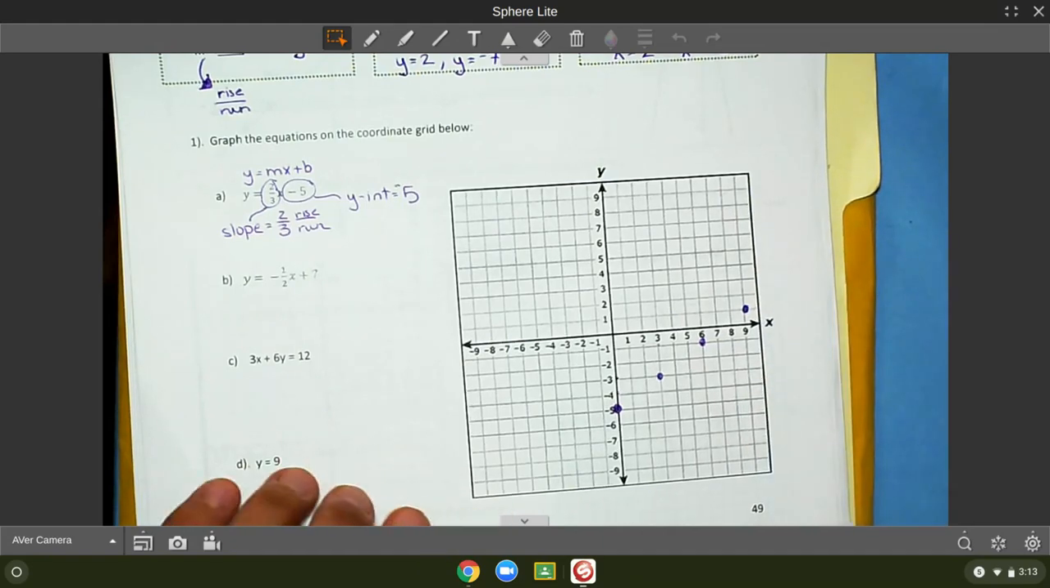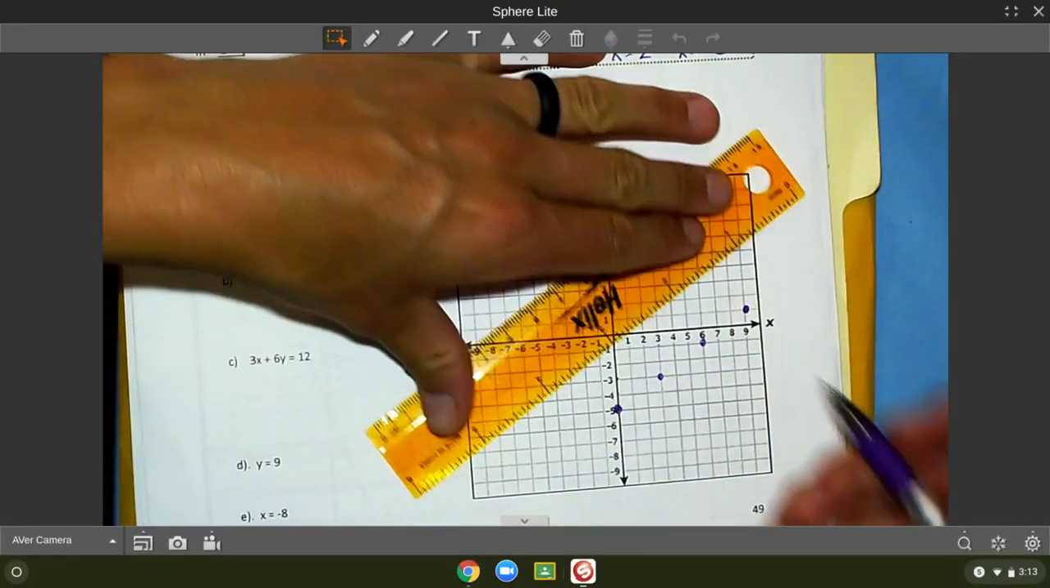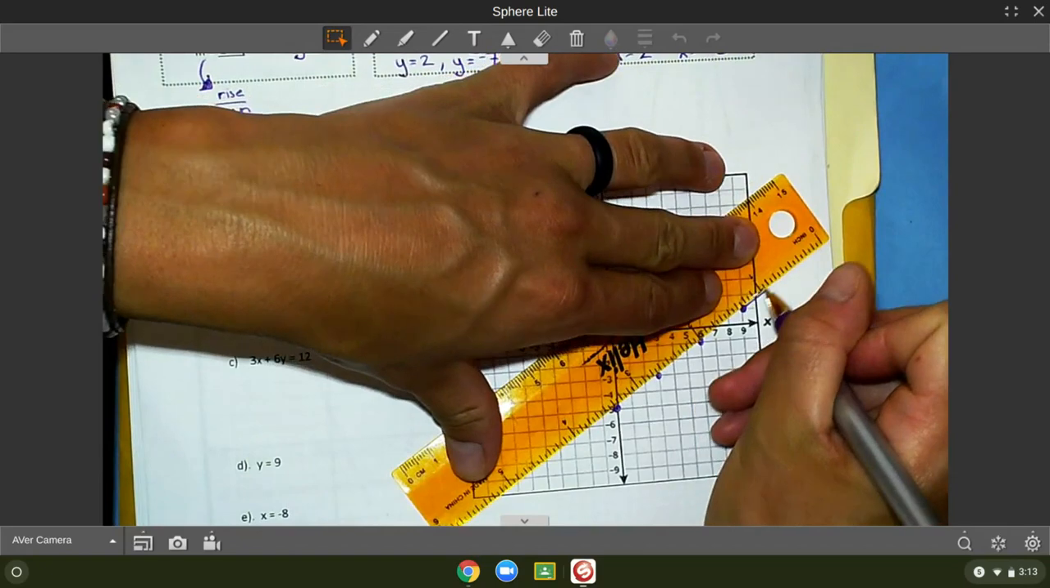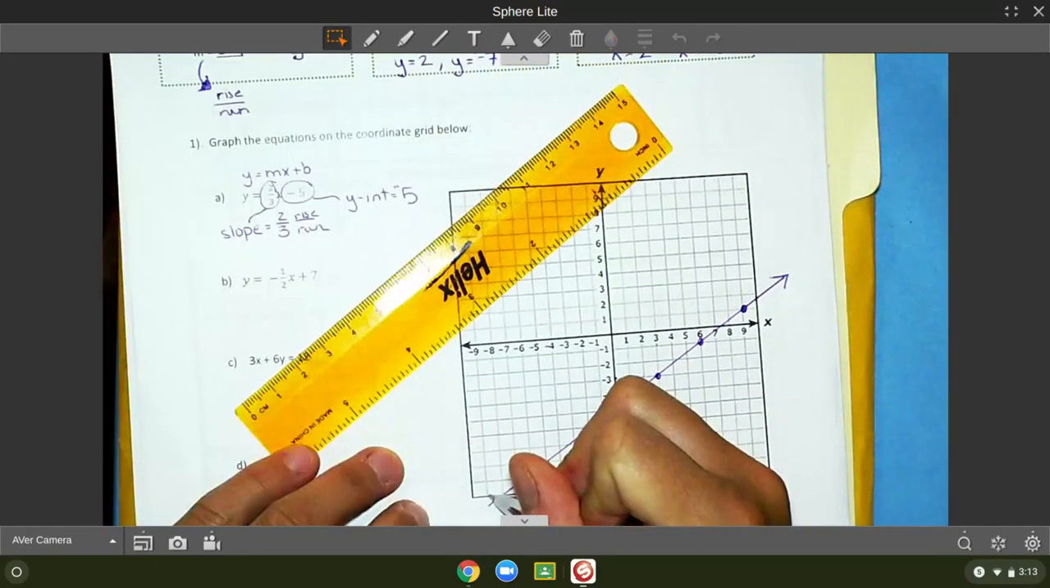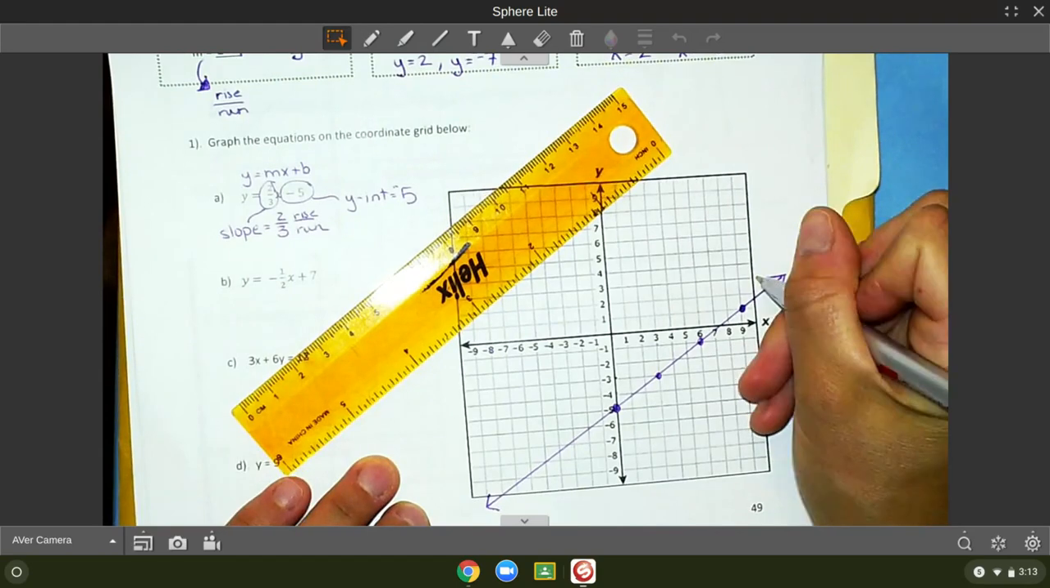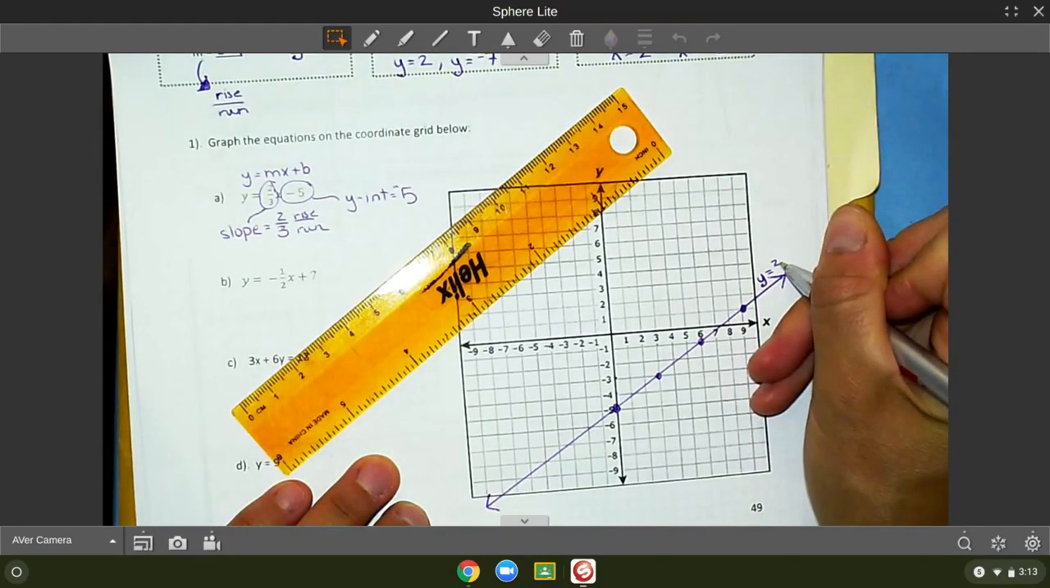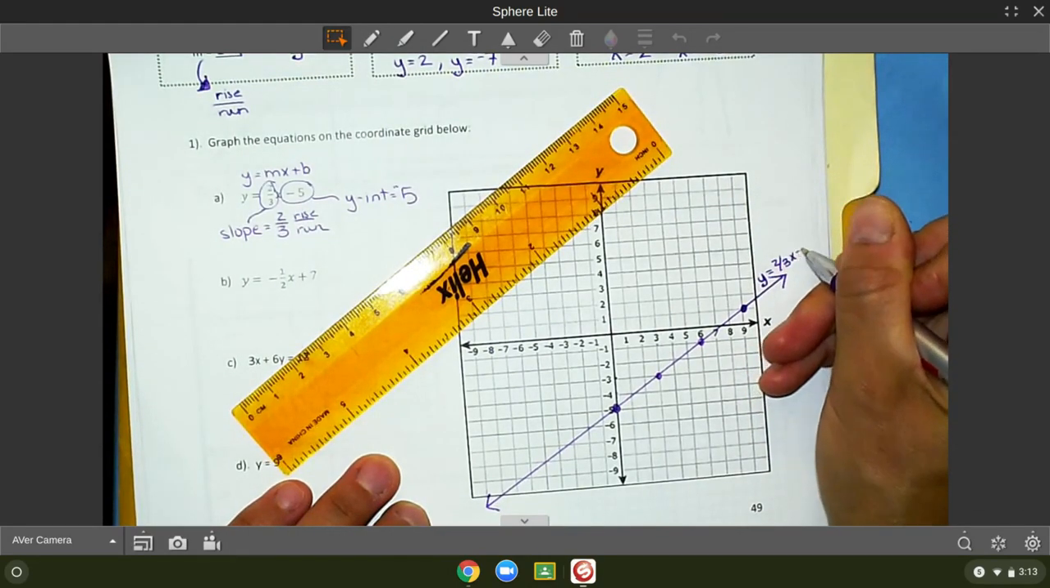Once you have a couple of points drawn, you're going to take your straight edge and we're going to connect them and draw a straight line. You want to go all the way across the graph. And then at one of the arrows, we're just going to write down the equation. So y equals 2/3 x minus 5.